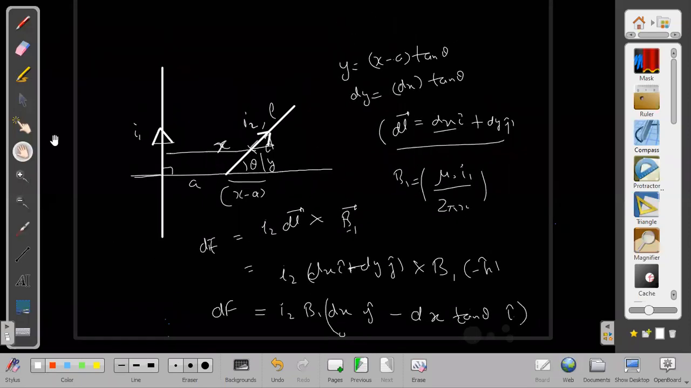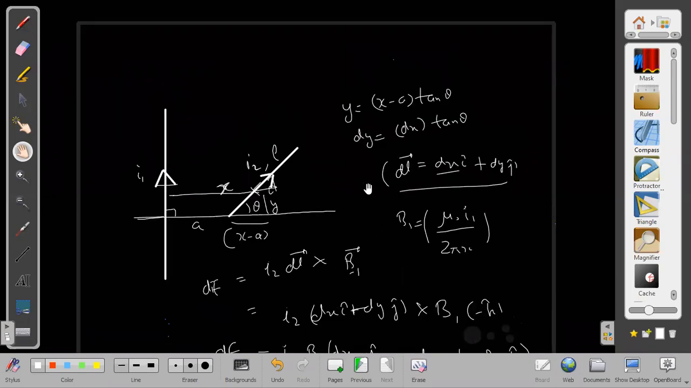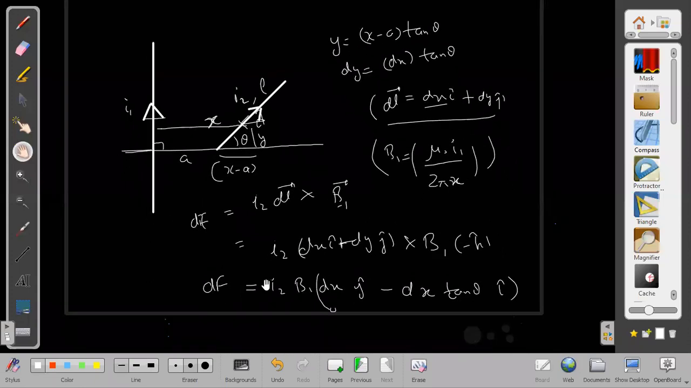I think it is not tough to integrate because we know B1. We know B1 here, and it is easy to integrate. It is inversely proportional to x. Other terms are just constants. So 1 by x dx, and some log term will come. So we are getting it finally.